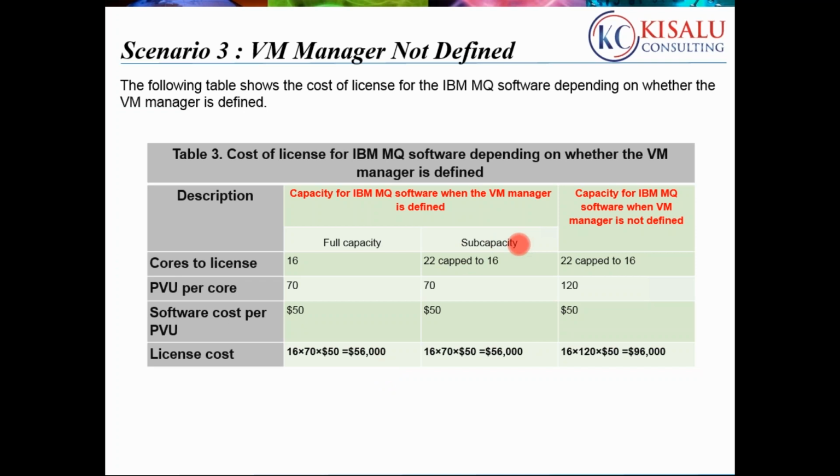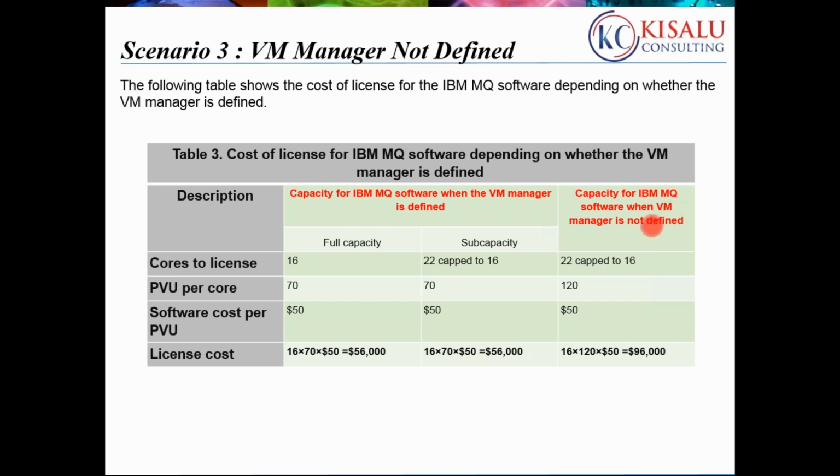Now, on a sub-capacity scenario, we have a total of 22 cores. If you remember, there were 12 and 10 virtual cores, which makes it 22. But the rule is that IBM cannot charge you more than the actual physical cores that are on the machine. So it will be capped at 16, although you have 22 virtual cores that you created. So if your VM manager is defined, then it will pick up that information for your PVUs correctly. Then you will only pay 16 cores at 70 PVU per core. Then you will pay, in terms of the sub capacity for your IBM MQ, $56,000 US.